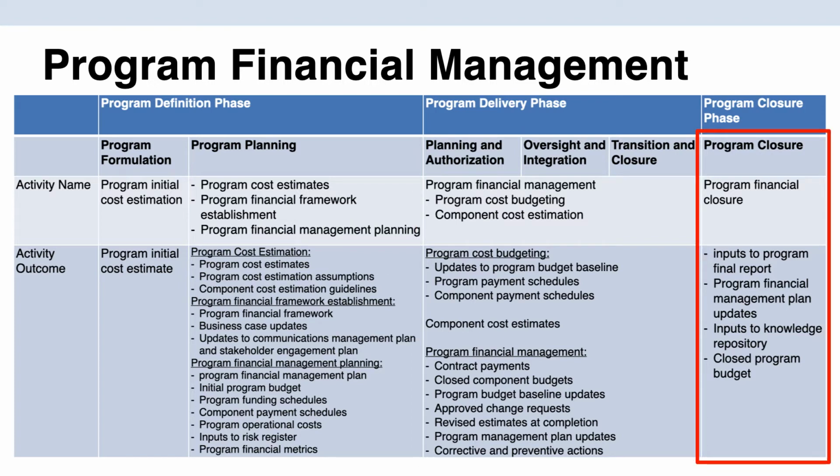During the program closure phase, we have the program financial closure activity where the program finances are officially closed. This activity will produce some of the following outputs, including inputs to the program final reports, updates to the program financial management plan, as well as closed program budgets. A program's life cycle is complete once the benefits are delivered and sustained. Also, as part of the program's completion, the program budget is closed and the final financial report is communicated to all of the key stakeholders.